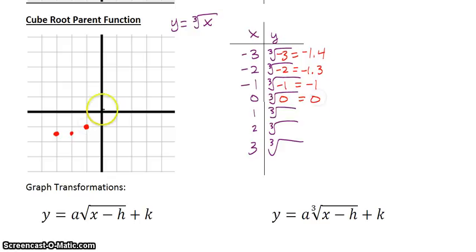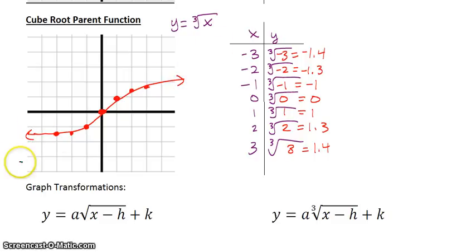Cube root of 0 is 0. Cube root of 1 is 1. And these are now just repeating the pattern. Cube root of 2 is 1.3. Cube root of 3 is approximately 1.4. Alright, so it looks something like this, and it would go slightly higher and slightly lower as time goes on.